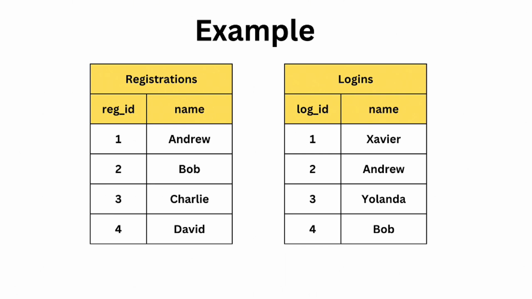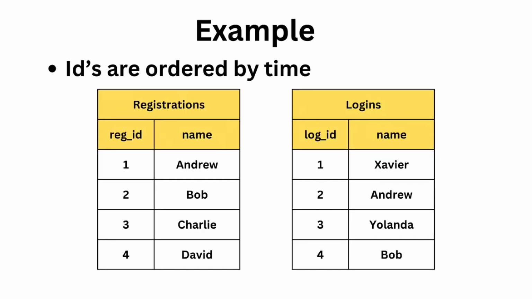And then the actual day of the conference, they're going to come in and log in through an iPad with their name. So after the conference, we end up having these tables. So we have a registrations table as well as a logins table. The respective ID columns indicate what order they registered or logged in on site.